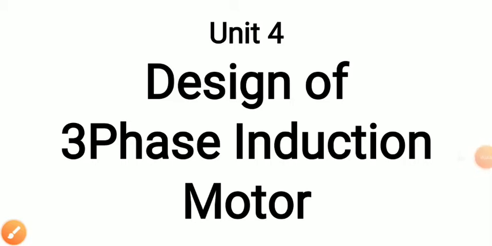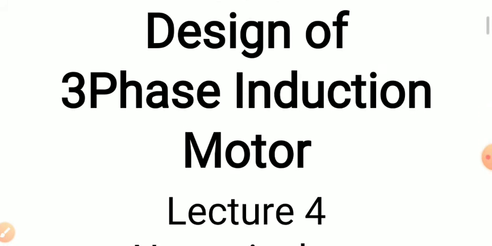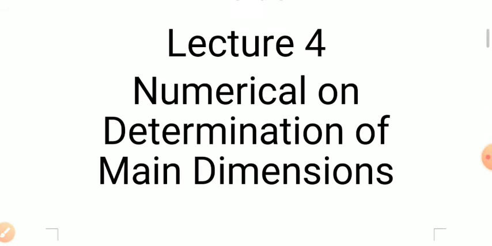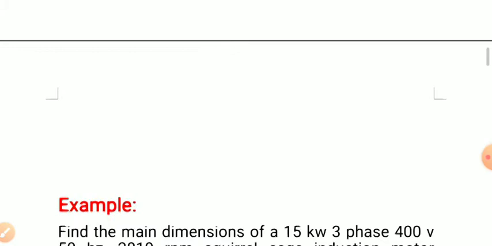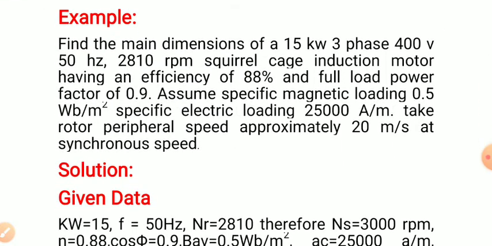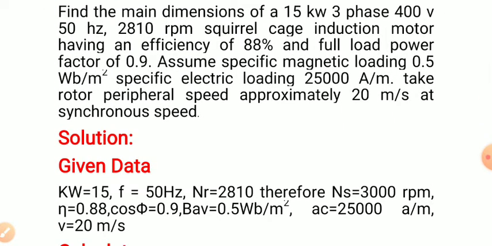Welcome friends. In this lecture we will solve one numerical on the determination of main dimensions of a three-phase induction motor, and today's numerical is: find the main dimensions of a 15 kilowatt, three-phase, 400 volt, 50 hertz, 2810 rpm squirrel cage induction motor having an efficiency of 88% and full load power factor of 0.9.